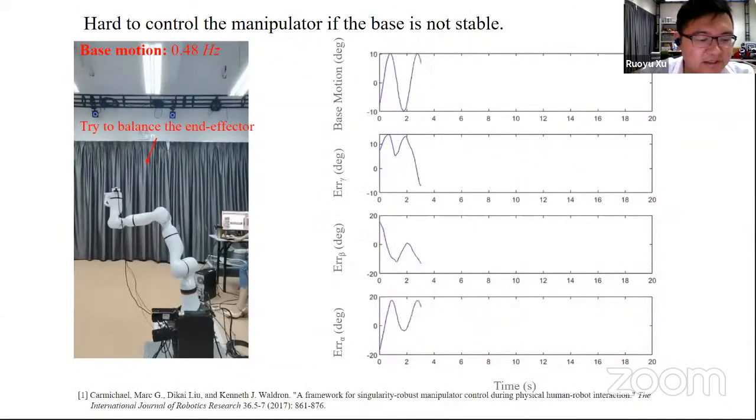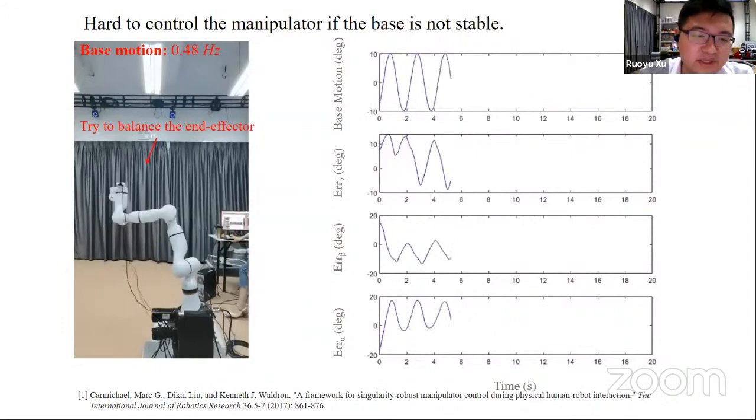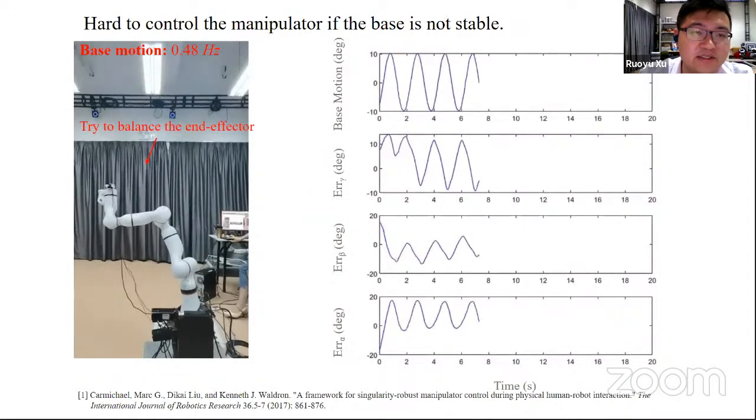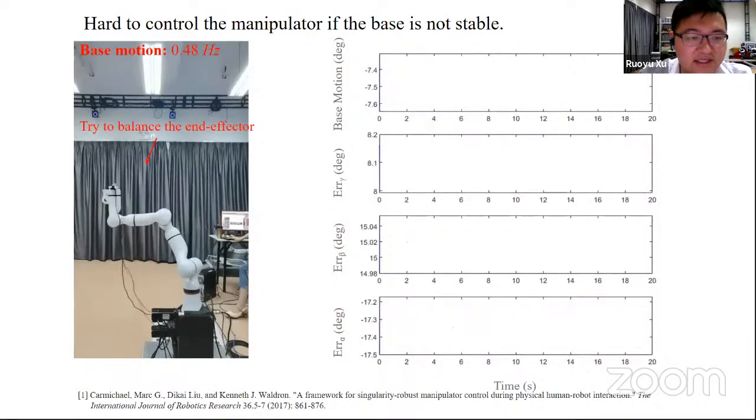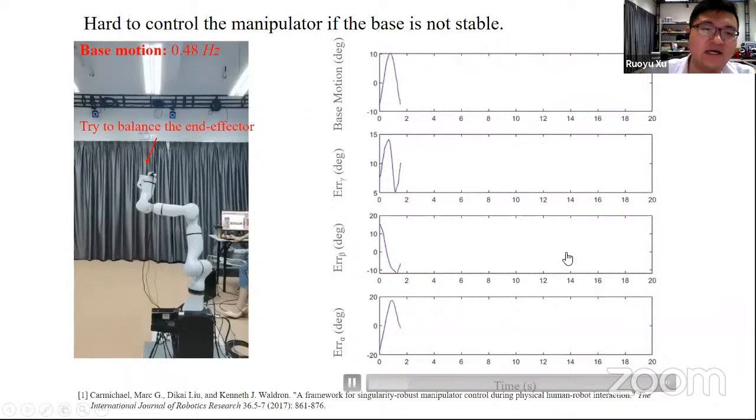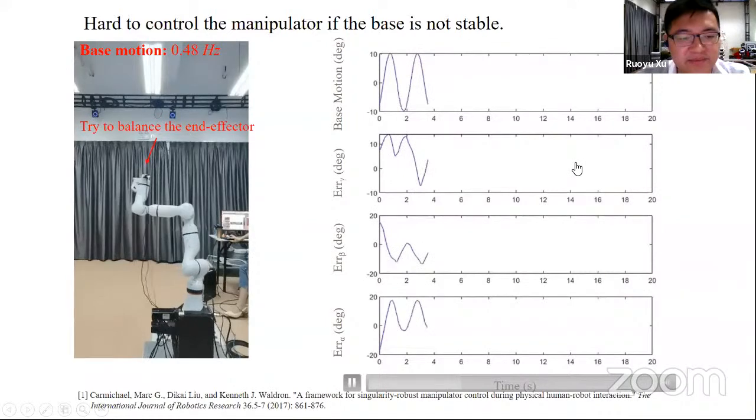But if we increase the frequency of the base motion to about 0.48 Hertz, we can see that it will be very hard to control the motion of the manipulator.